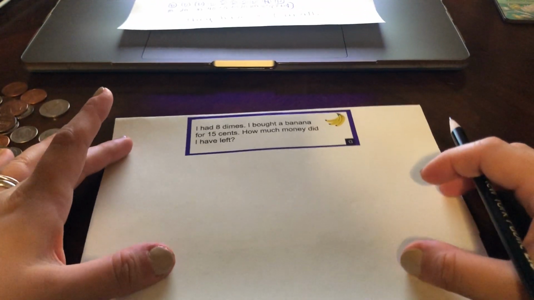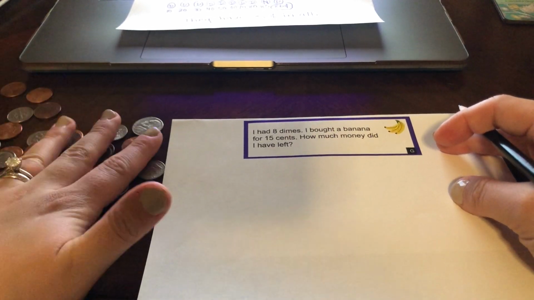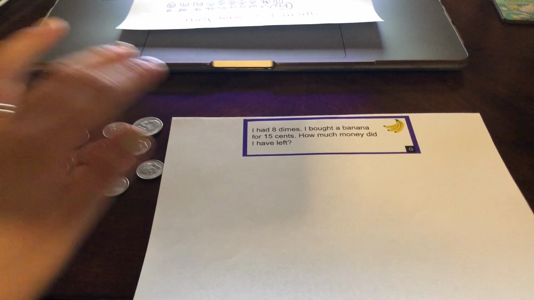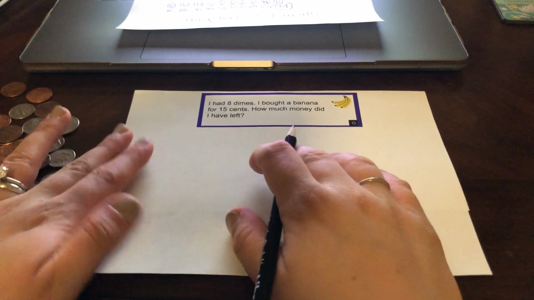Let's do one more money word problem today. Also, friends, if you like to use coins to help you figure this out, go for it. Just remember to show your work as well. Okay, in writing, I mean.